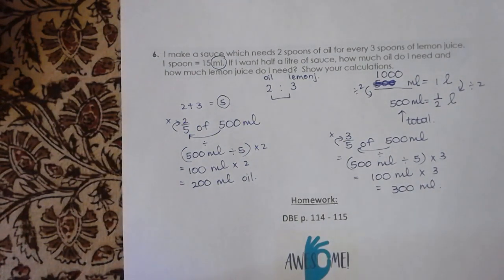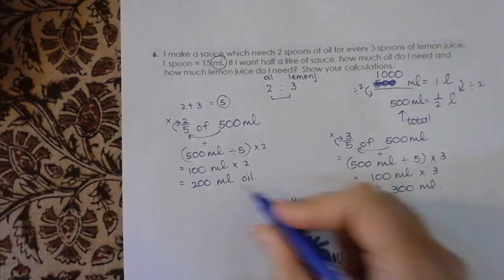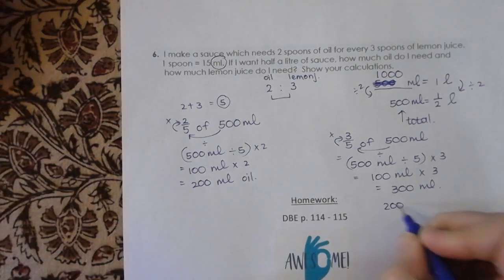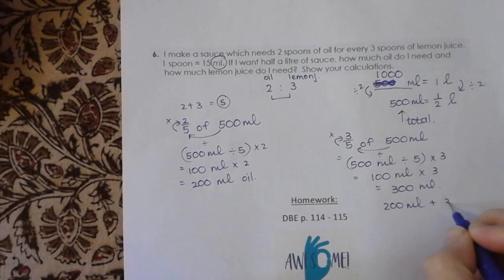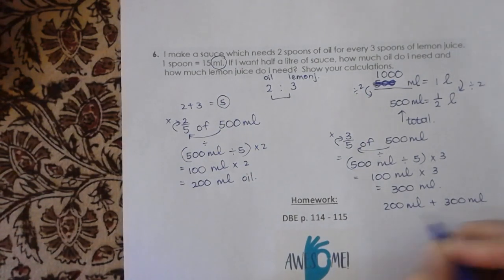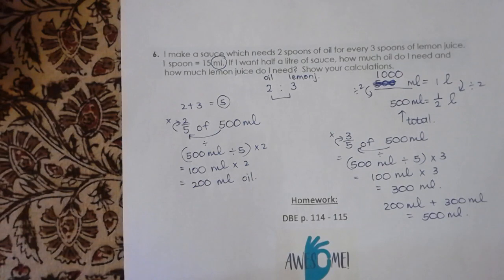And now again, you want to know whether you worked correctly. So take your two answers, 200 milliliters plus 300 milliliters, and this equals 500 milliliters. And now you know that you worked correctly. So you need 200 milliliters of oil and 300 milliliters of lemon juice.